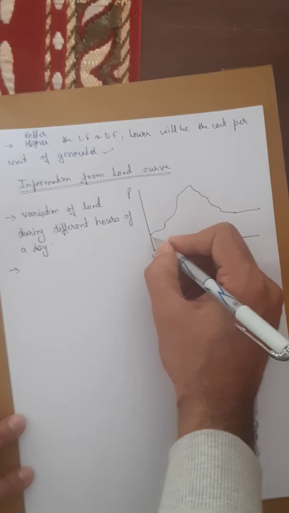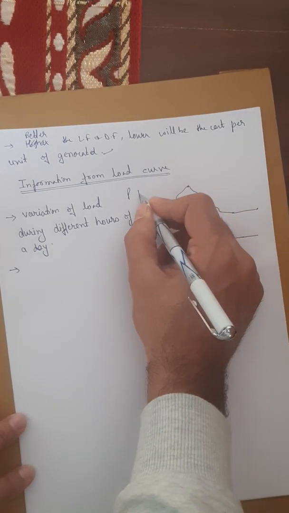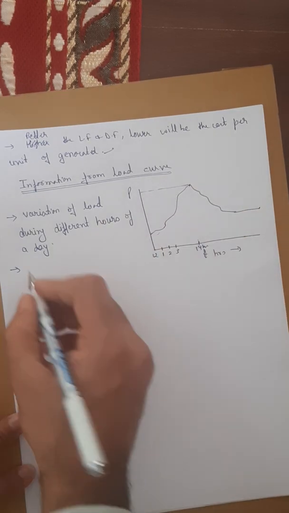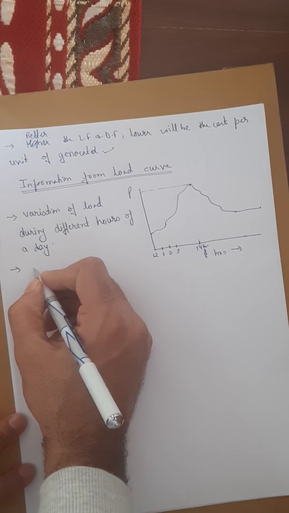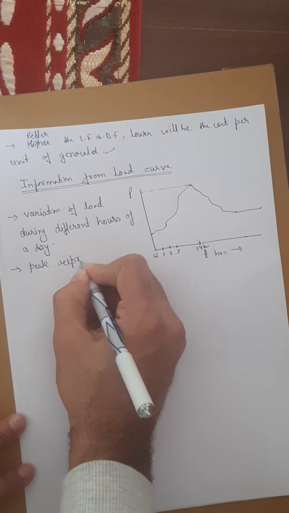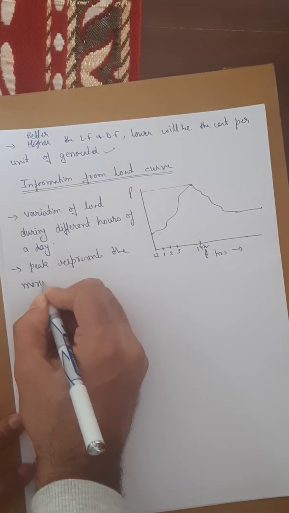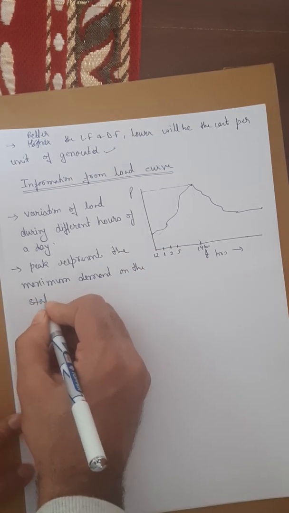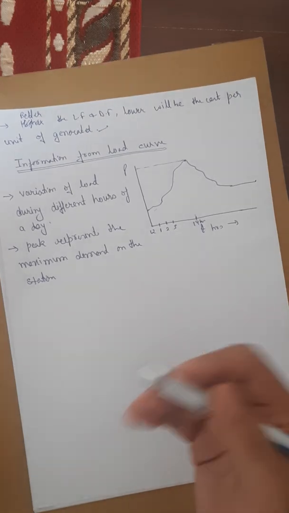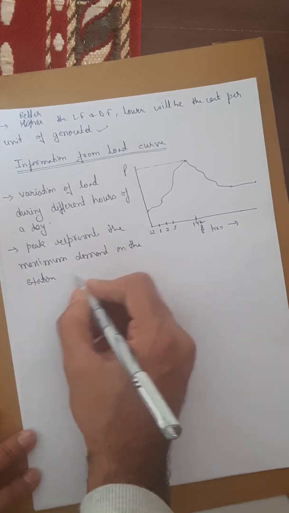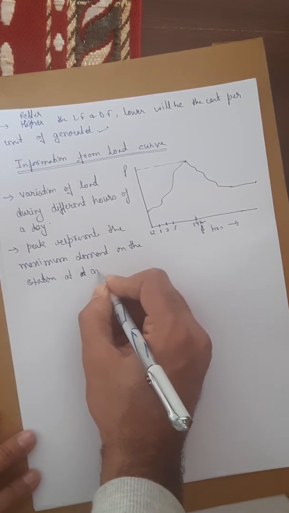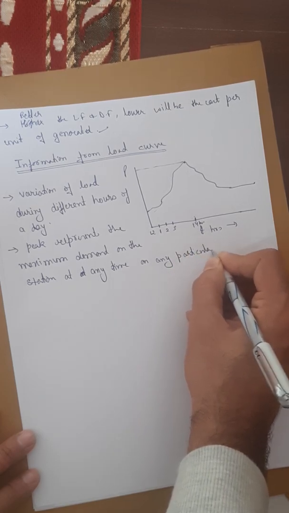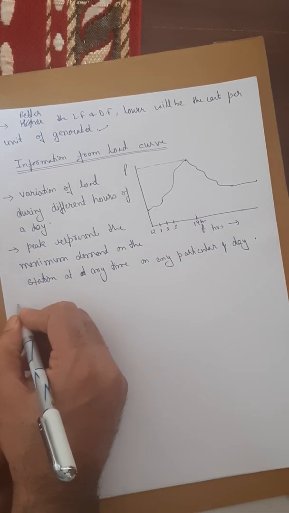What is the second point? The peak of this curve: what is this peak? Peak means maximum demand. The peak of the curve represents the maximum demand on the station at any particular instant of time on any particular day.